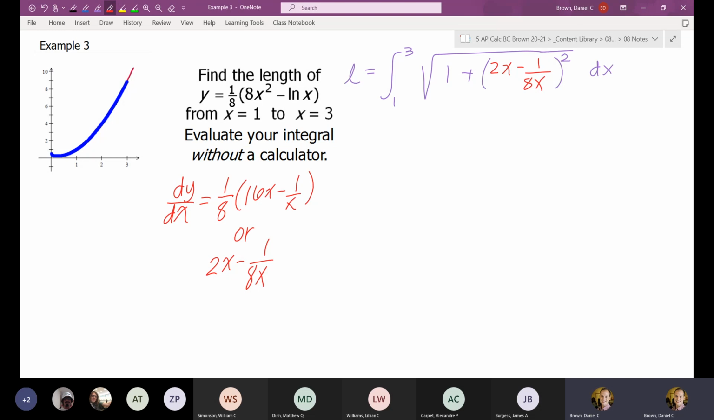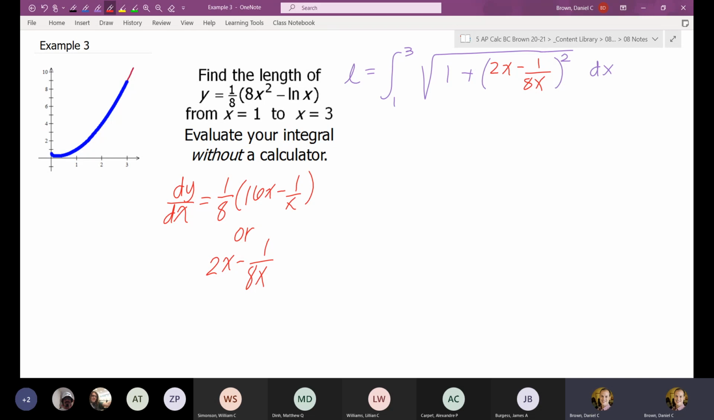So again, we're not going to overthink setting it up. The arc length is just going to be the integral of the square root of 1 plus the derivative squared. If I'm doing this in terms of dx, the numbers on my integral sign are going to be x values, so I'm going to integrate this from 1 to 3. Y is 1/8 x squared minus the natural log of x.